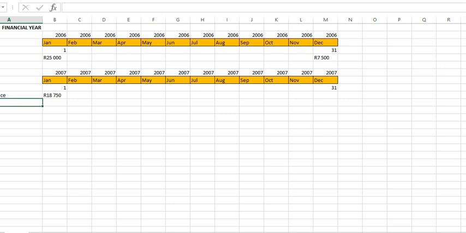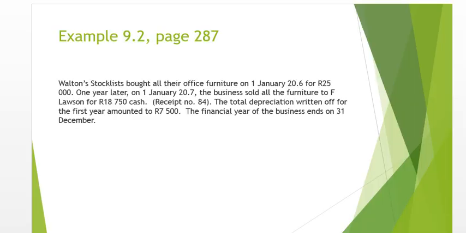And what are the three things that we need in this? We need our original cost price that we have as 25,000 Rand. We need the total accumulated depreciation as per the date of sale, and they gave it to you as 7,500 Rand, and you need the selling price. Okay, and we know that we sold this for cash, so in other words, our bank account. We received money in our bank account.